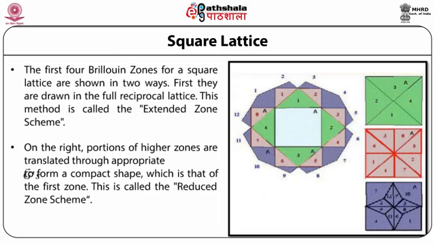But now remember that if you take the full reciprocal lattice into account, this method is called the extended zone scheme. Now on the right, in the small figures that we have shown here, portions of the higher zones are translated through appropriate reciprocal lattice vectors G to form a compact shape. This is what is called the reduced zone scheme.